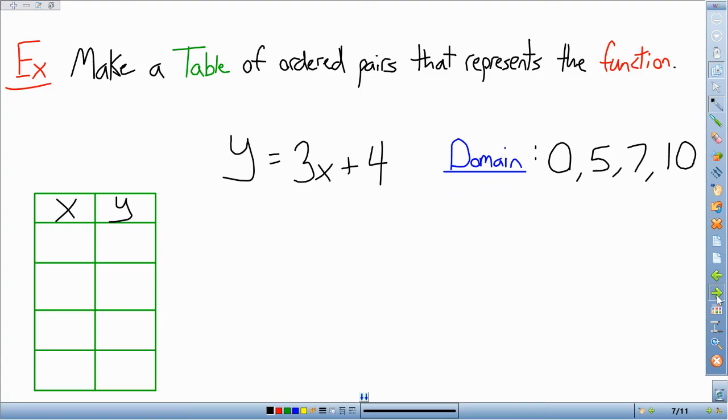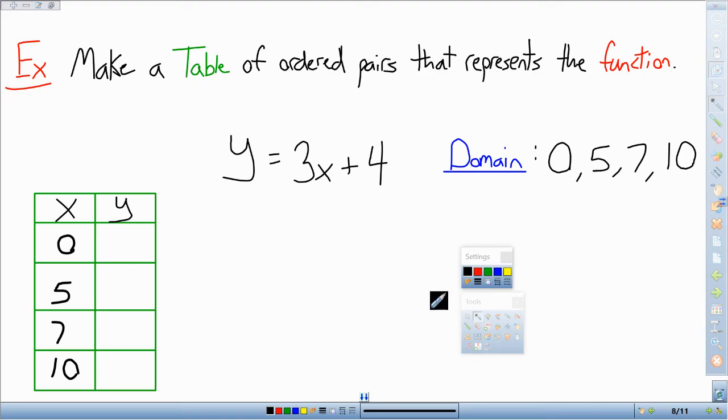Okay, all right, let's try another one. Same directions, you don't need those, but go ahead and get this new one. Go ahead and get your new table. Alrighty, so it looks like our domains are given to us: 0, 5, 7, 10. Let's put them on our table, excuse me.